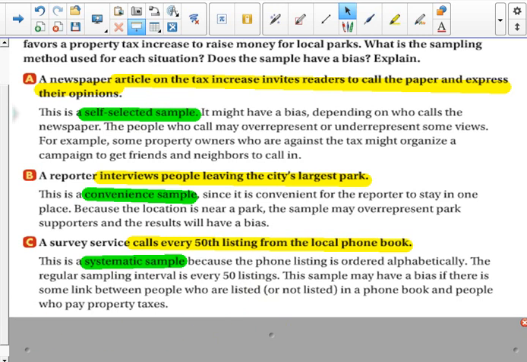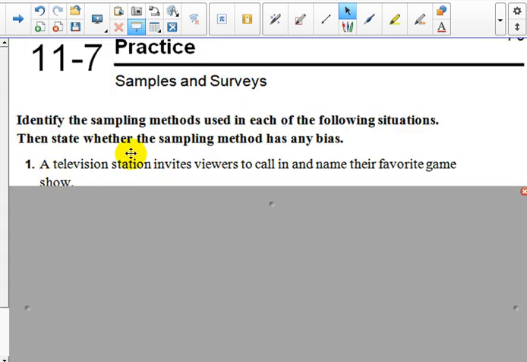Okay. Any questions over these? Okay, rip out your 11.7 because we're going to finish this and turn it in before the end of the hour. So look at number 1. It says identify the sampling methods used in each of the following situations. Then state whether the sampling method has any bias.